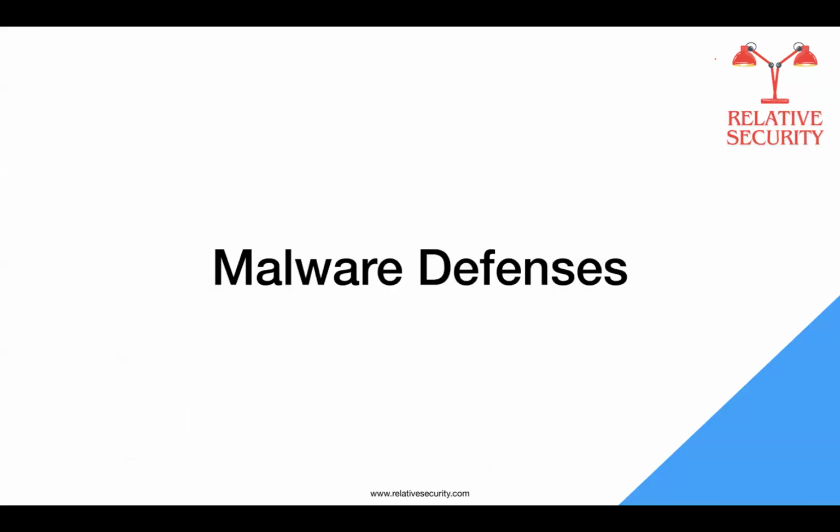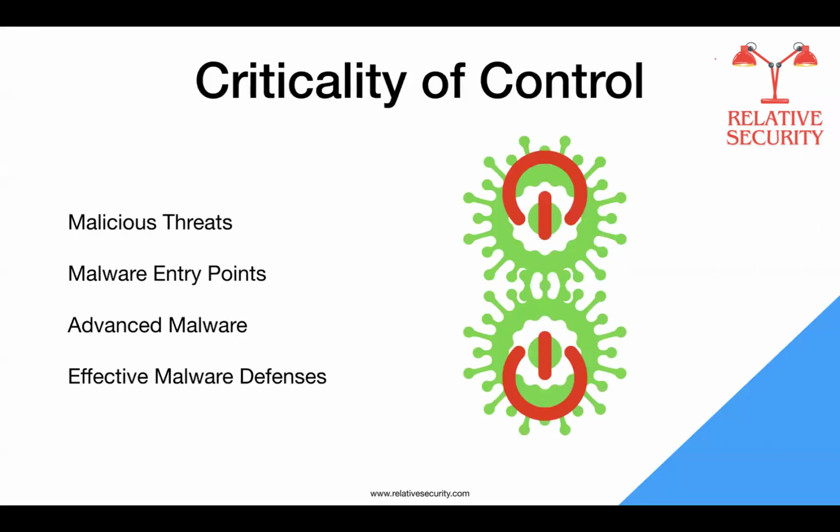So the next control that we will be discussing is malware defenses. Malicious software poses a significant threat on the internet, with diverse capabilities ranging from data theft to network infiltration. It enters enterprises through various vulnerabilities across end-user devices, email attachments, as we discussed in the last control, web pages, and cloud services.